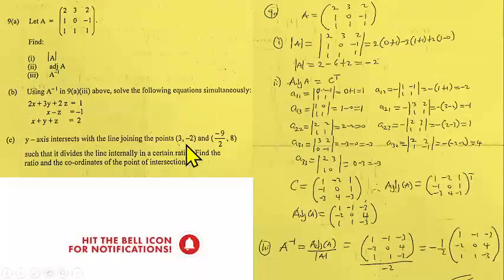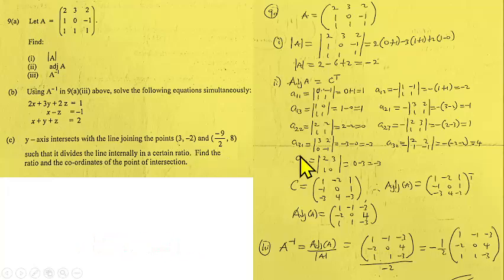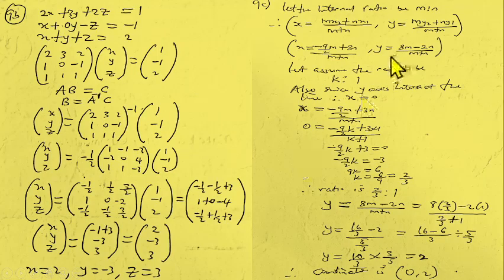Let's go back. x2 is minus 9 over 2, and x1 is 3, y2 is 8, and y1 is minus 2. So if you put that here, you will be having minus 9 over 2 times m plus x1 which is 3n, over m plus n, comma y equals y2 which is 8, and our y1 is minus 2, over this. So we don't know the ratio in which it divides the line internally.